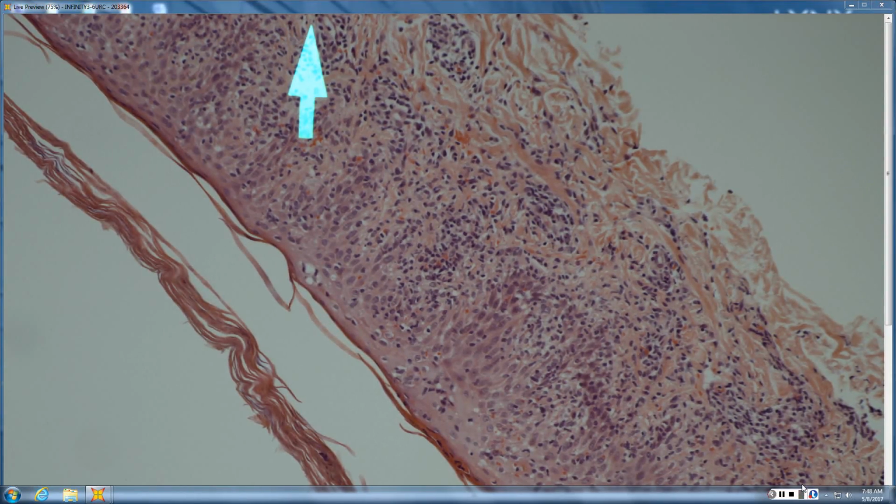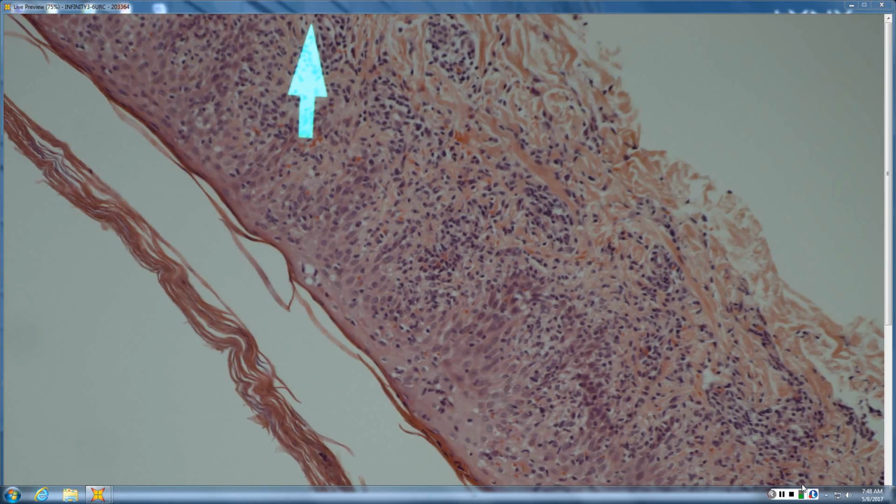Is it LYP? Not LYP, but you're in the right ballpark. You're thinking the right thing, you just said the wrong words. LYP has malignant cells but looks a lot like PLEVA, pityriasis lichenoides. You were thinking the right thing. And then what else can look like that?